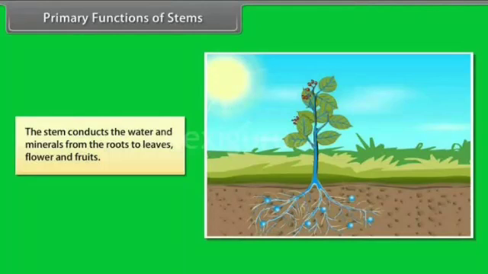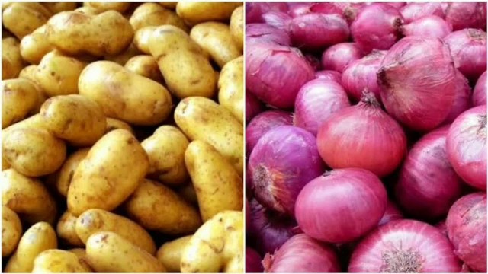The third one is that some stems store excess food. For example, potato and onion. We have also seen that some roots store food, and we take them as vegetables, am I right? Here the stem also stores food. The examples given here are potato and onion. Children, after this do you have any doubt?